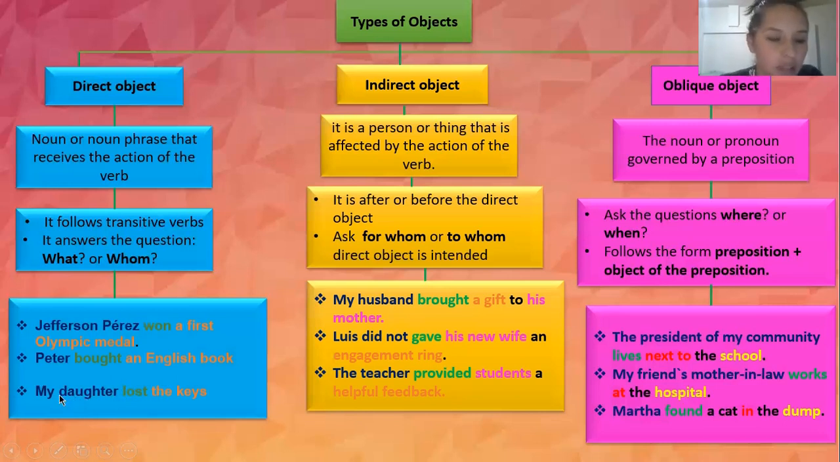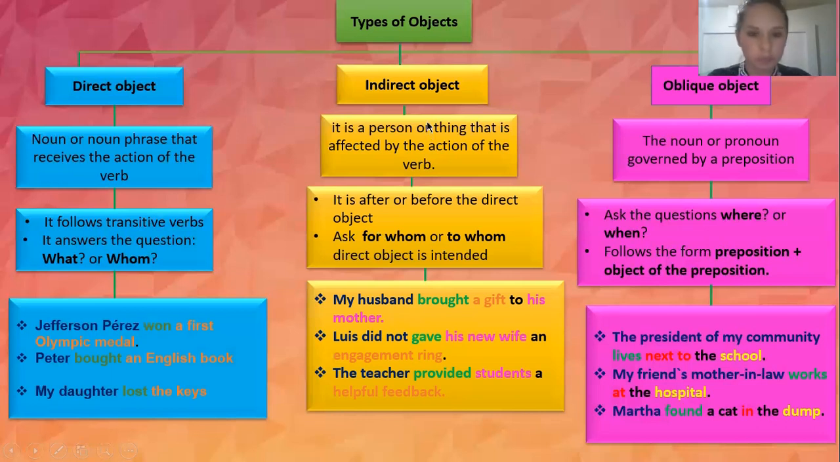The next example is my daughter lost the keys. If we use the second tip, we can ask this question. My daughter lost, but lost what? Now, here we have the answer. The answer is the keys.